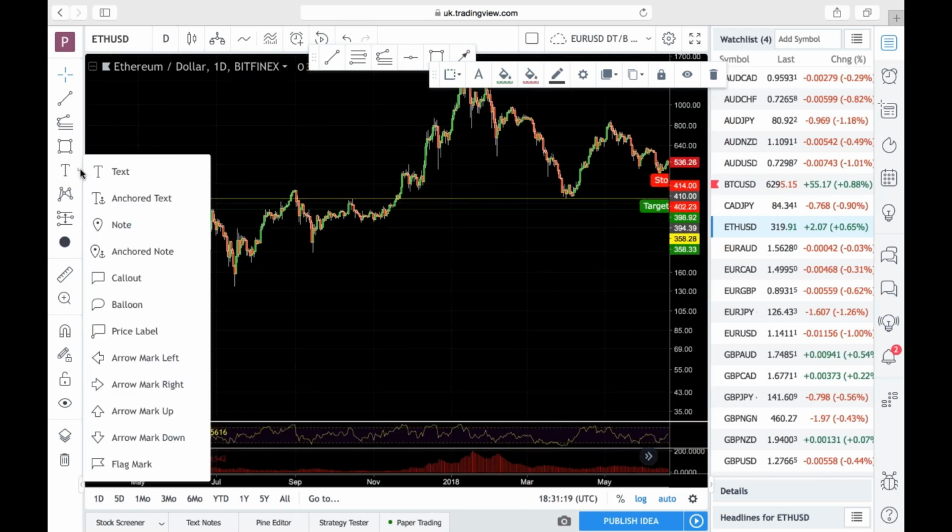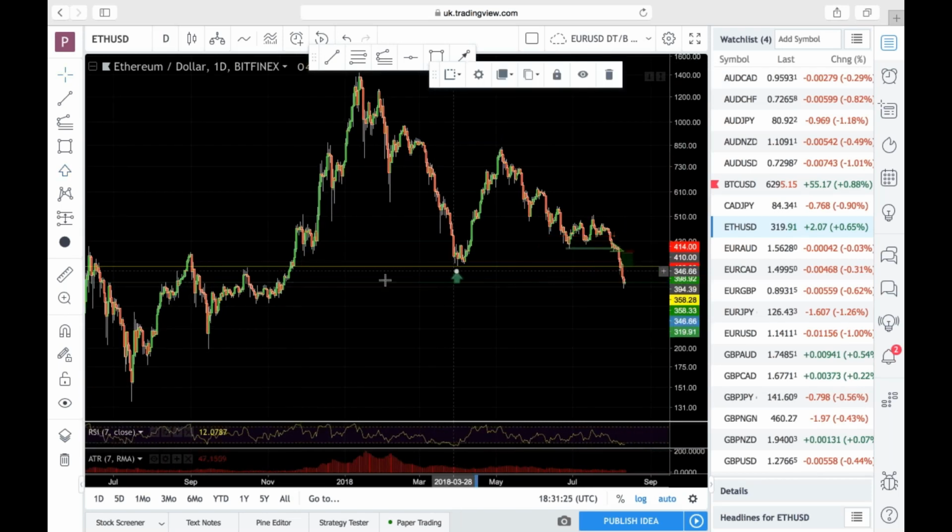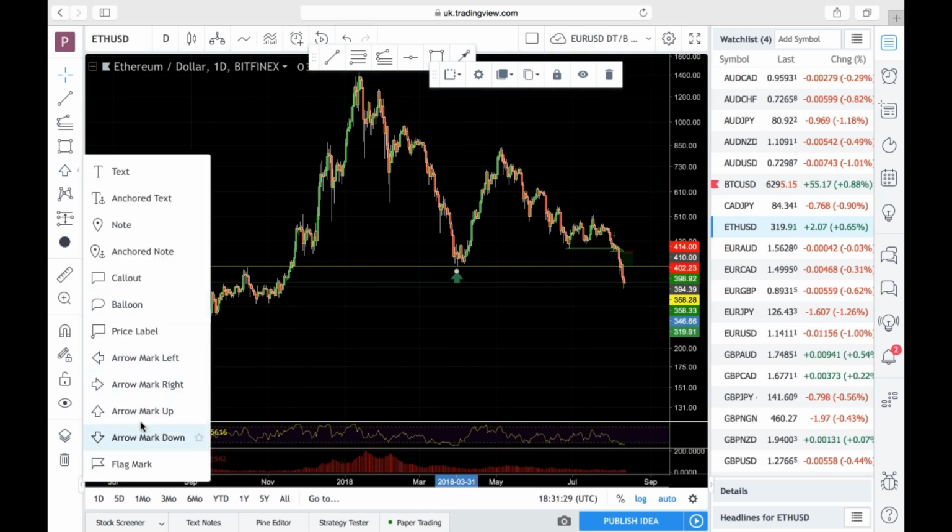If you have a look, let me just get my arrow. The way the market reacts on this, at this level.